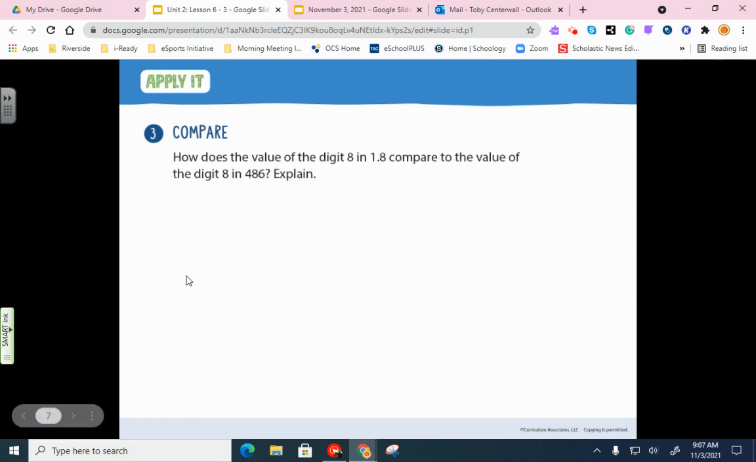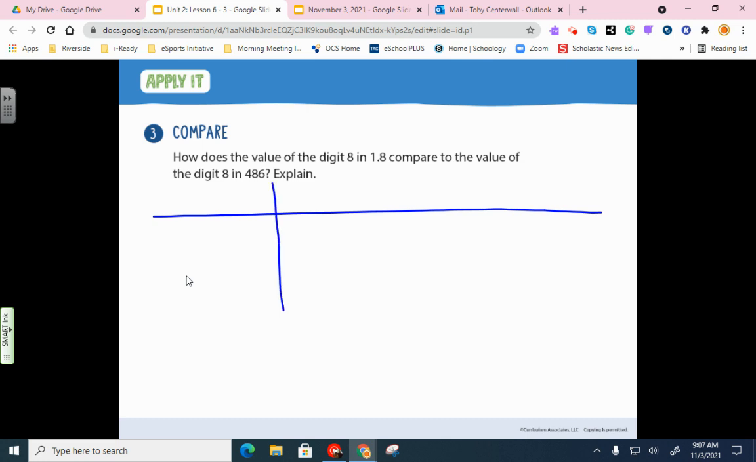Number 3. So anytime we're comparing two decimals, I would like you guys to make a do-it-yourself place value chart. So draw one straight line up near the top and then do 1, 2, 3. These are the ones. Actually, hold on. Sorry. Strike that. Reverse it. So I'm looking at 486.